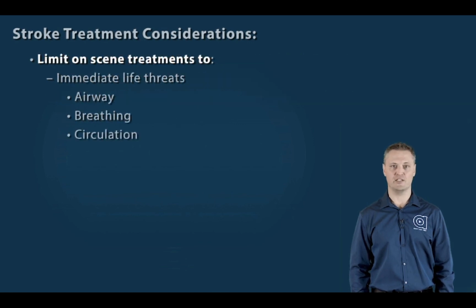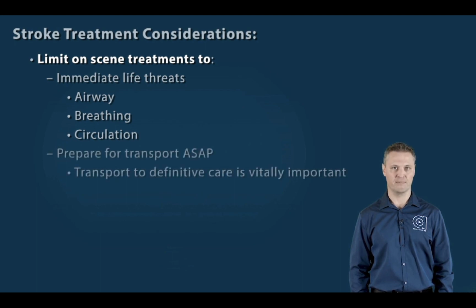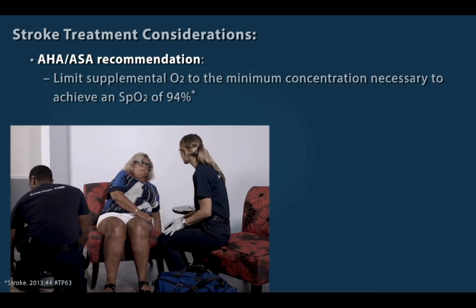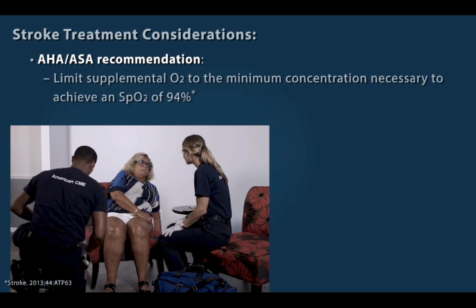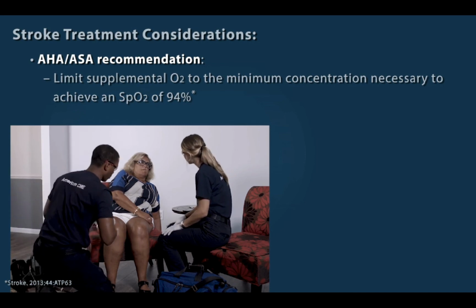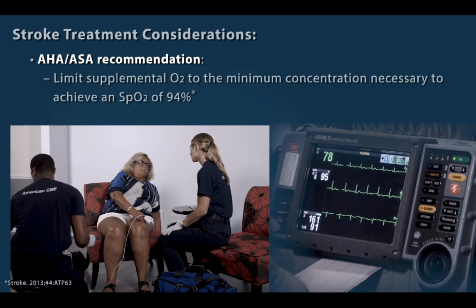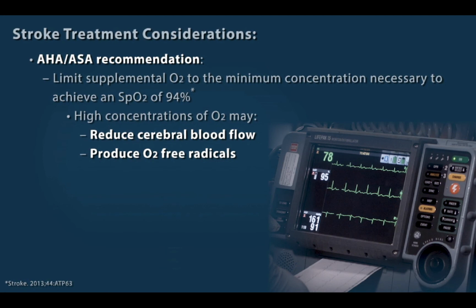Patient treatment on scene should be limited to addressing immediate life threats to airway, breathing, and circulation. In the absence of immediate life threats, the most vital pre-hospital treatment for stroke patients is rapid transport. In addition, AHA-ASA recommendations for stroke treatment include limiting supplemental oxygen to the minimum concentration necessary to maintain a saturation of 94% or greater. High concentrations of O2 have been shown to reduce cerebral blood flow, as well as produce oxygen-free radicals that can further damage injured brain tissue.